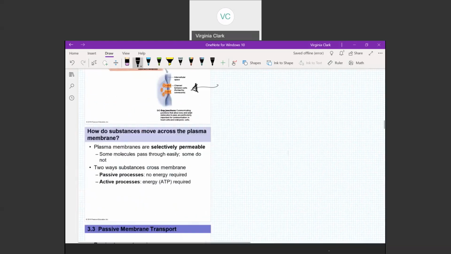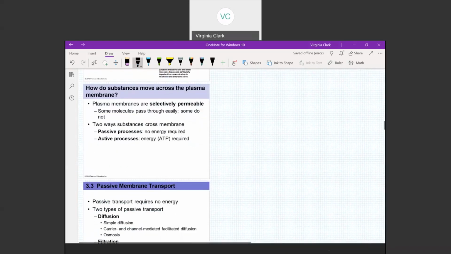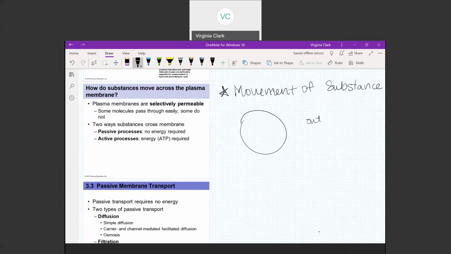So how do we actually move things across the plasma membrane? Movement of substances across the plasma membrane is very important because things need to move. Here's my cell. Things will need to move from outside the cell into my cell, and things will need to move out. So we have to be able to move things across this plasma membrane, but everything that we've just talked about, it is a very specific structure.